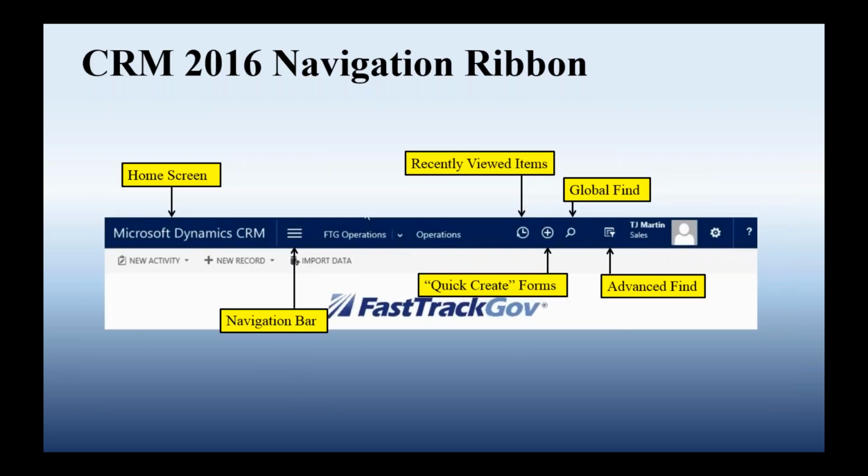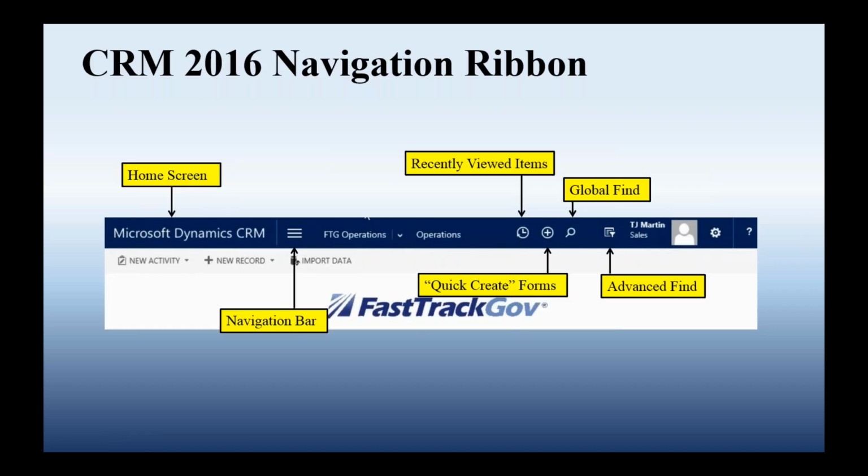So the CRM 2016 navigation ribbon. Up at the top, here are some Microsoft words that you'll be hearing me throw around. You're going to have your home screen. So right here where you see Microsoft Dynamics CRM, at any point in time, if you want to go back to your main screen with all the tiles, you'll be able to click on Microsoft Dynamics CRM, and it'll take you right back to that tile screen where you can select where you want to navigate from there.